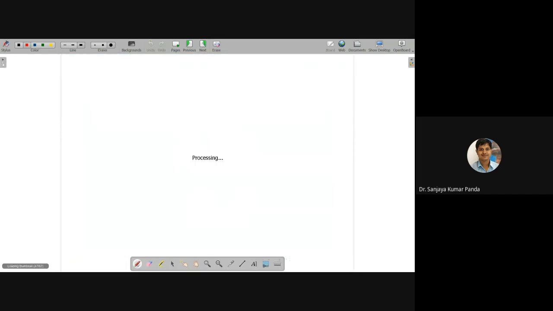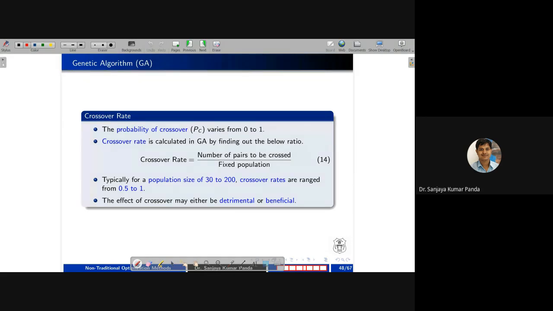There is another concept related to crossover called crossover rate. Crossover rate is the ratio of the number of pairs to be crossed divided by the fixed population. For example, if you have taken a population of 100 and you want to make crossover of 50 different individuals, that means you will take 50 pairs. So 50 divided by 100 comes to 0.5. We call the value 0.5 the crossover rate.